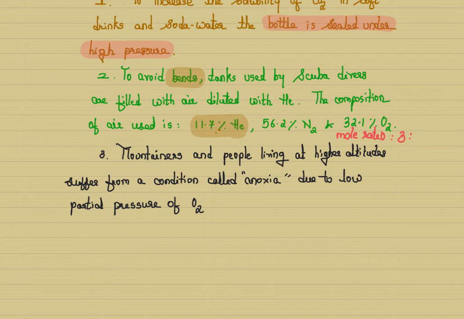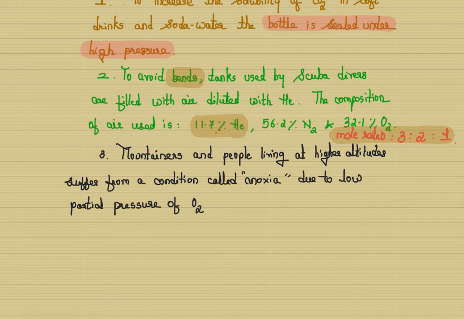Nitrogen, the molar mass is 28. So this is going to be 2 and this is going to be 1. So if you ever forget this, just remember that helium, nitrogen and oxygen are in the mole ratio of 3:2:1, right?